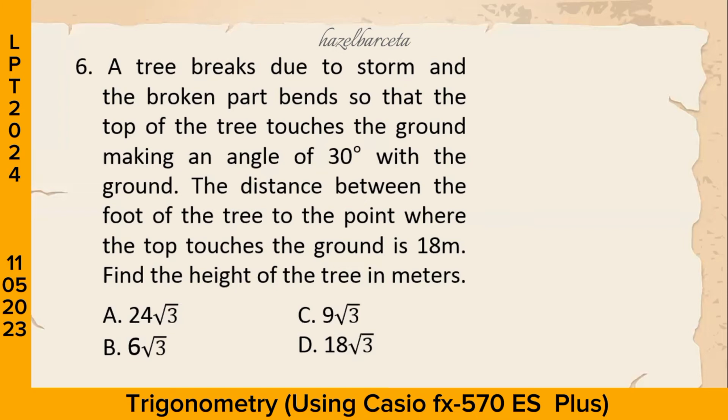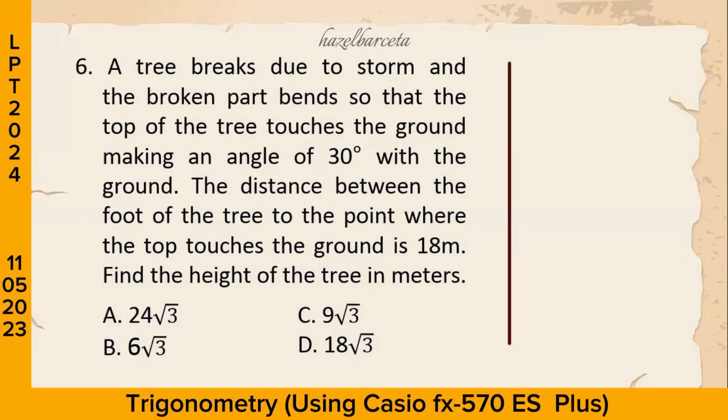Okay? Problem number 6. A tree breaks due to storm and a broken part bends so that the top of the tree touches the ground, making an angle of 30 degrees with the ground. The distance between the foot of the tree to the point where the top touches the ground is 18 meters. Find the height of the tree in meters.